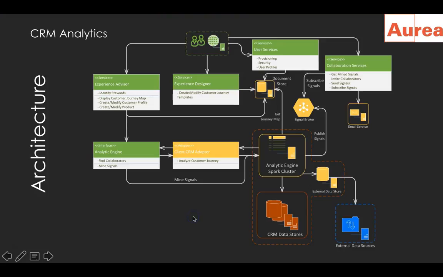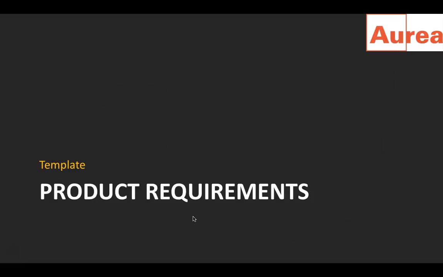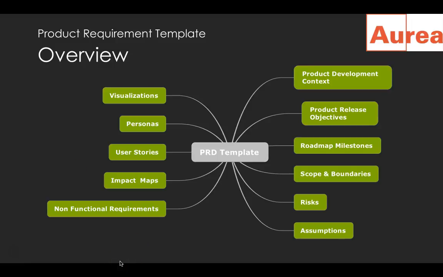Next we will look at the product requirement template. To give a high-level overview, the template has almost close to a dozen elements, starting from the context, to release objectives, to scope and boundaries, risk assumptions, personas, user stories, introducing the idea of impact maps here.